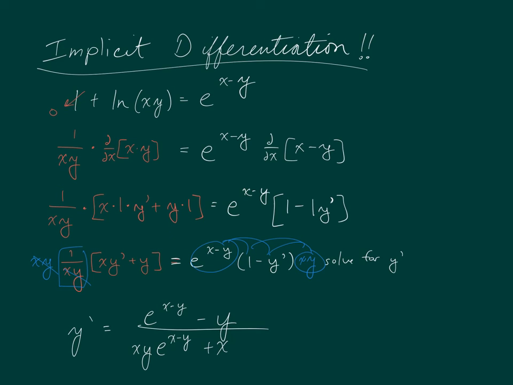So there is, in fact, a lot of algebra happening between this step and this step. Go through and see if you can figure all that out. This is the answer for the implicit differentiation of this function we started with.